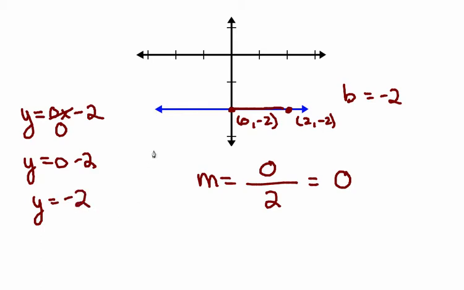So in fact, any horizontal line like this, the x term is going to drop out because the slope is 0. And we'll end up with a y equals a constant, like y equals negative 2 equation, that signifies a horizontal line with a 0 slope. Our last example today does not have a y-intercept.